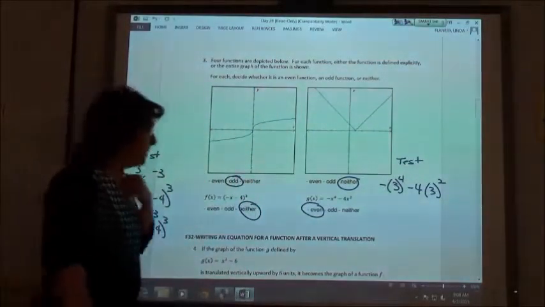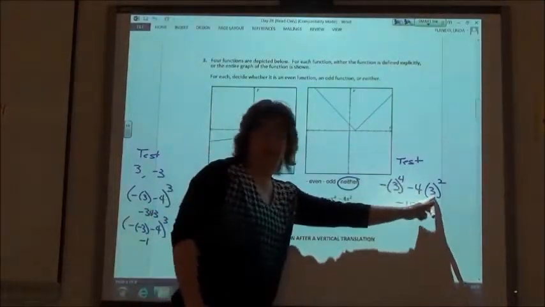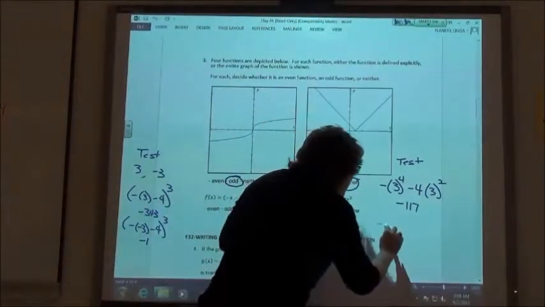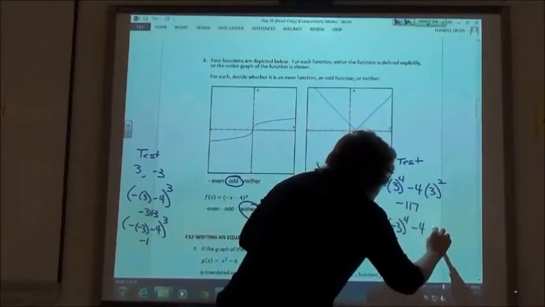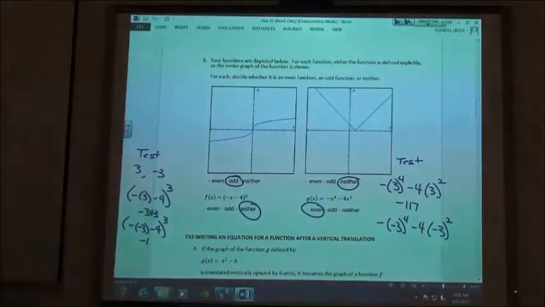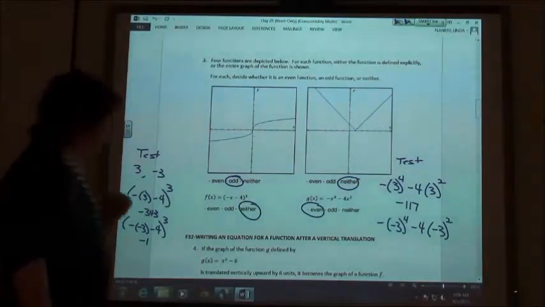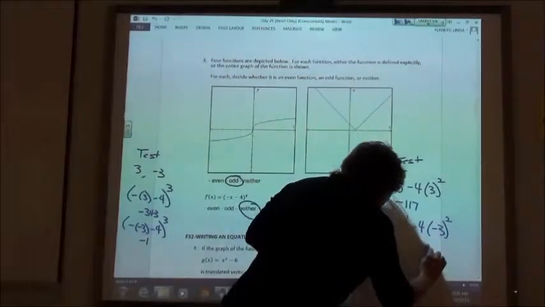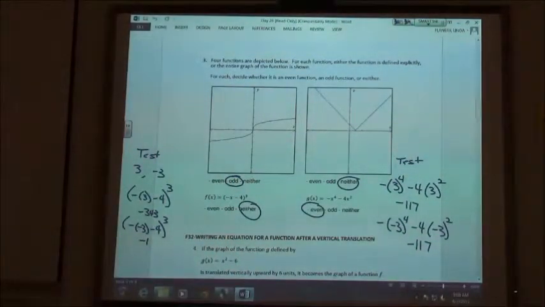I got negative 117. Now we're going to test it by putting negative 3's in the parentheses. So we're going to have minus in parentheses negative 3 to the 4th minus 4 and in parentheses negative 3 squared. That came up with negative 117, right? Yeah. So there's an example. If it was an even function, you get the exact same answer.